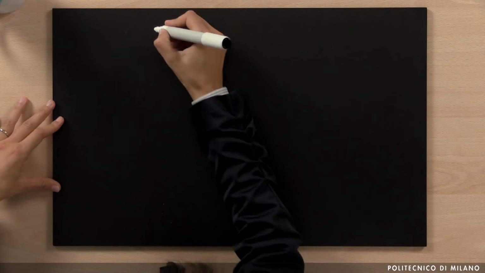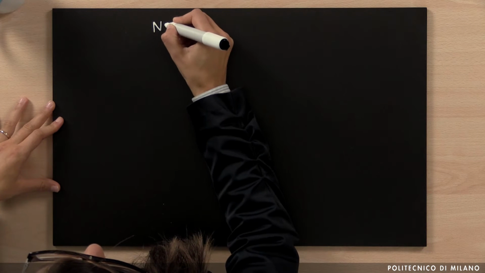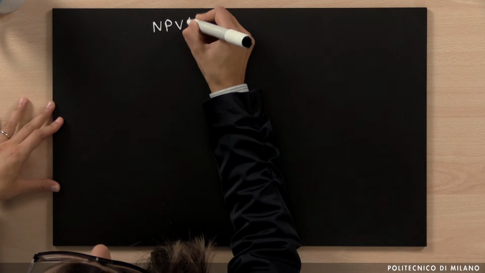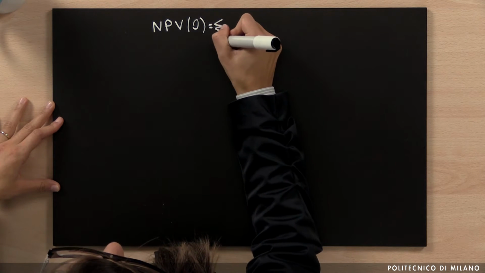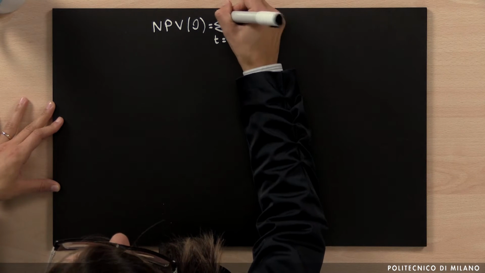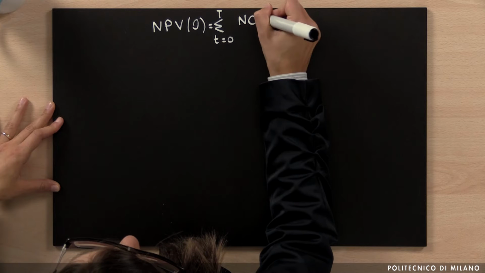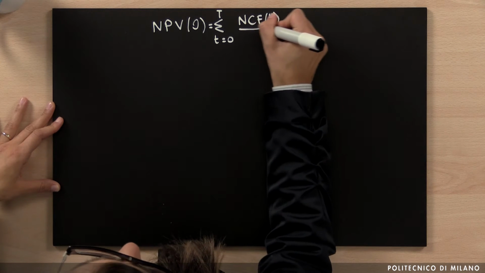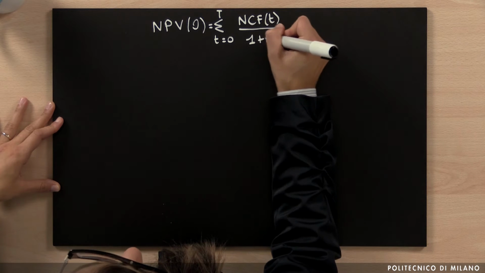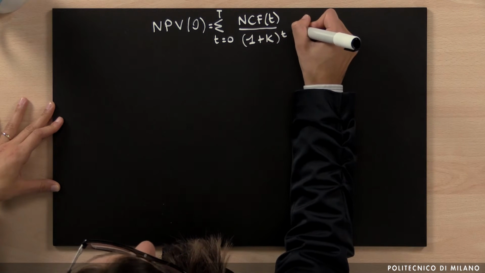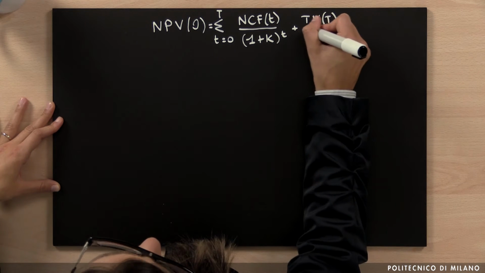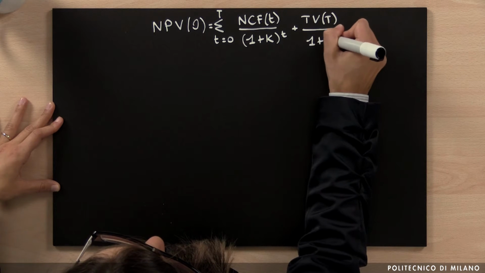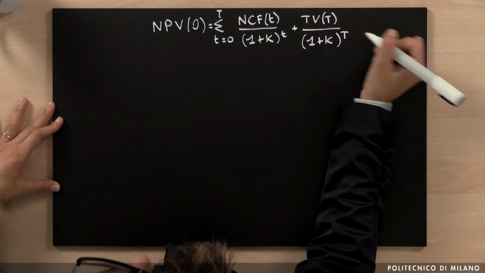The general formula, so the NPV formula that we can apply, is the following. It should be already known, so we have that the NPV of our investment calculated at the instant zero equals the sum from 0 until capital T of the net cash flow of every year, discounted of course, so 1 plus k at the power of t, plus the terminal value, if any, at the moment of time capital T, discounted as well. So 1 plus k at the power of the capital T.